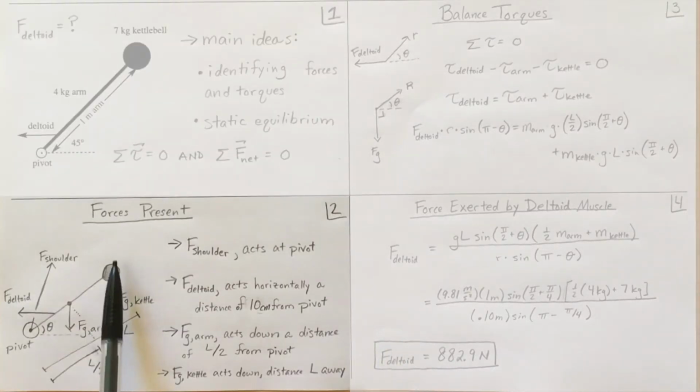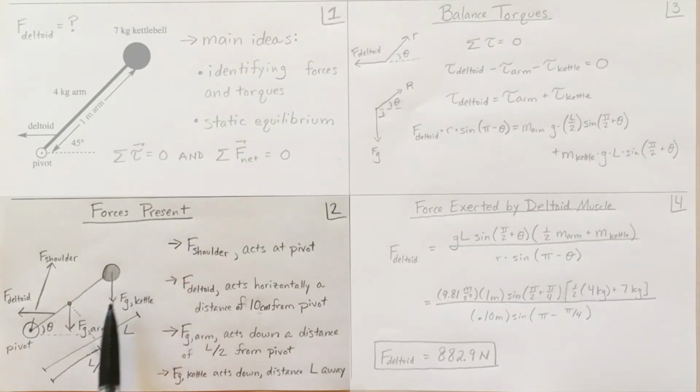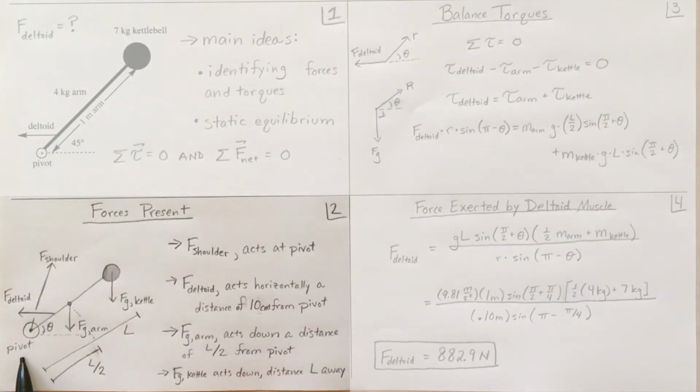The first step in this problem is identifying all the forces that are present and determining where they are acting. The first force is the force from the shoulder, which is not shown in the initial diagram. The pivot point in this problem is the shoulder, and the force that the shoulder is applying is acting in some direction, but is applied at the pivot. The second force is the force that the deltoid muscle is applying. This force acts in the purely horizontal direction and is a distance of 10 centimeters away from the pivot.